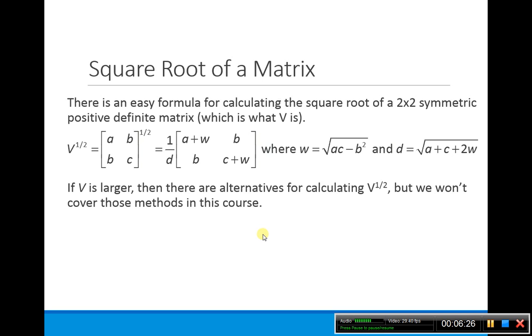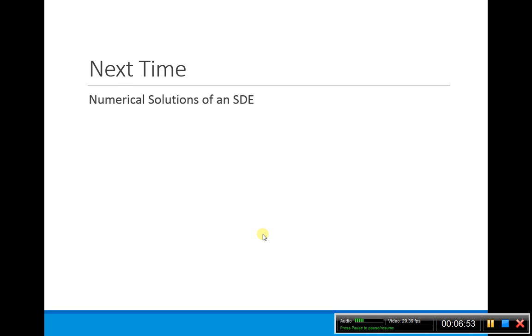And for our purposes, I believe the only problem you will probably encounter in which you're going to need to calculate v to the 1/2 is the third model on your project 2, in which you're going to have a 3 by 3 system, and you should be able to just use the built-in MATLAB code for v to the 1/2. Okay, so next time we're going to talk about these numerical solutions and how you actually come up with a numerical solution of a stochastic differential equation.